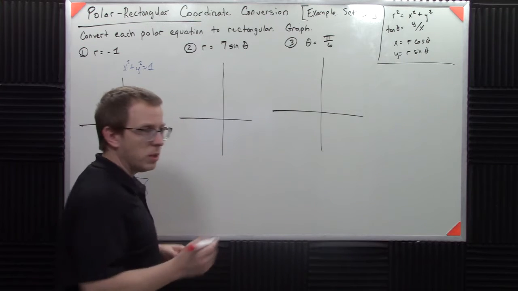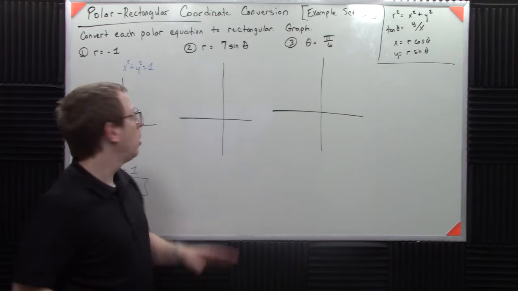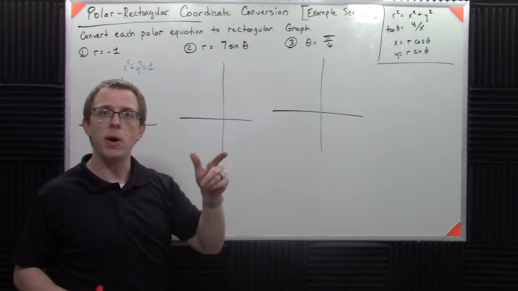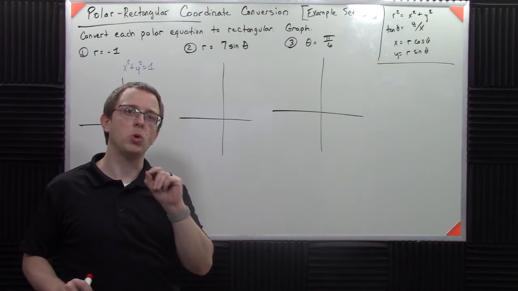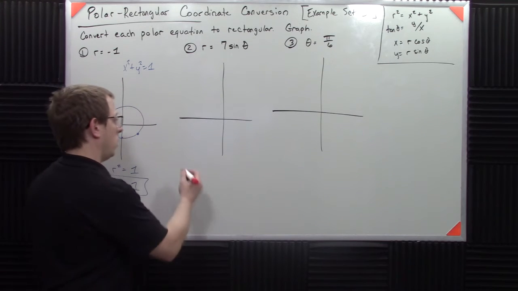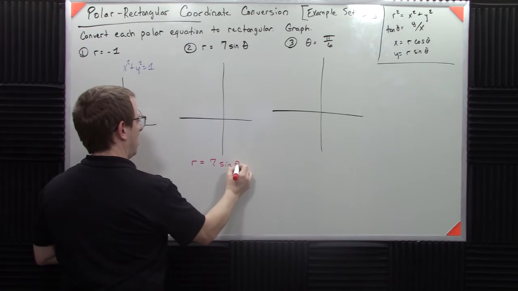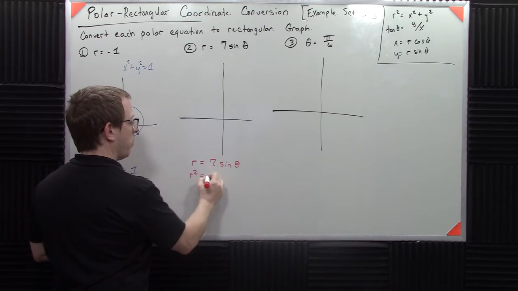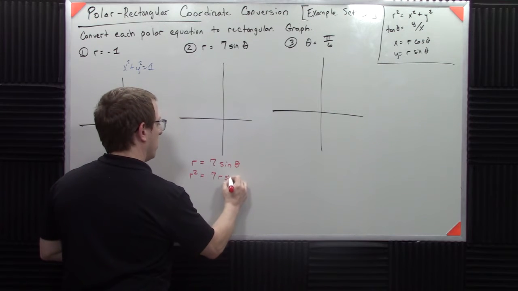The easy way to do this is not to square things. Over here, you saw an r and you said, I squared it. If you square this one, it's not going to get you anywhere. The key for this one is to multiply both sides by r. So I have r equals 7 sine theta. If I multiply both sides by r, I get r squared equals 7r sine theta.